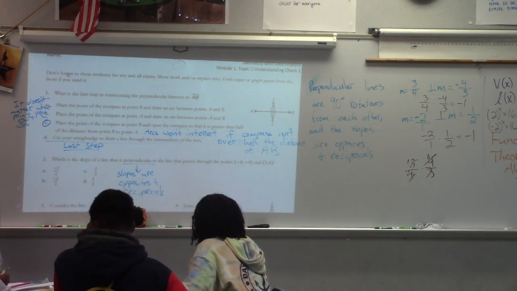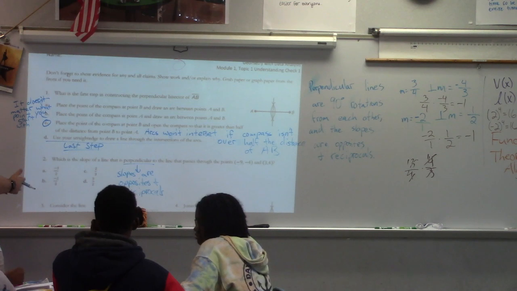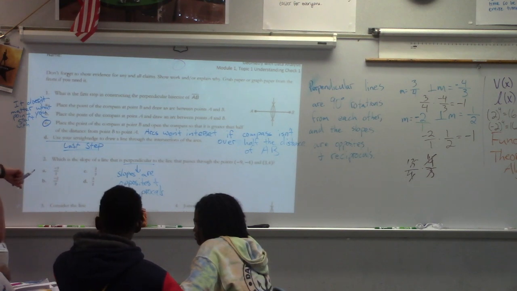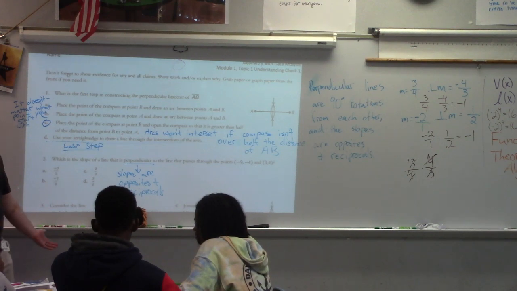Alright, so slopes are opposites and reciprocals. That's a detail, right away. Is that pretty good information that you understand something about this problem? Yes. What is something else that we could add here really quickly? The formula. Oh yeah, could I write out the formula for slope?